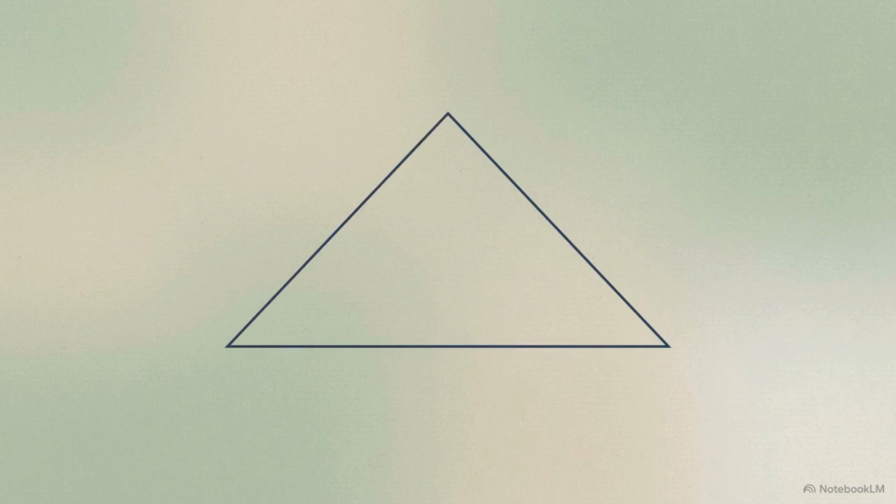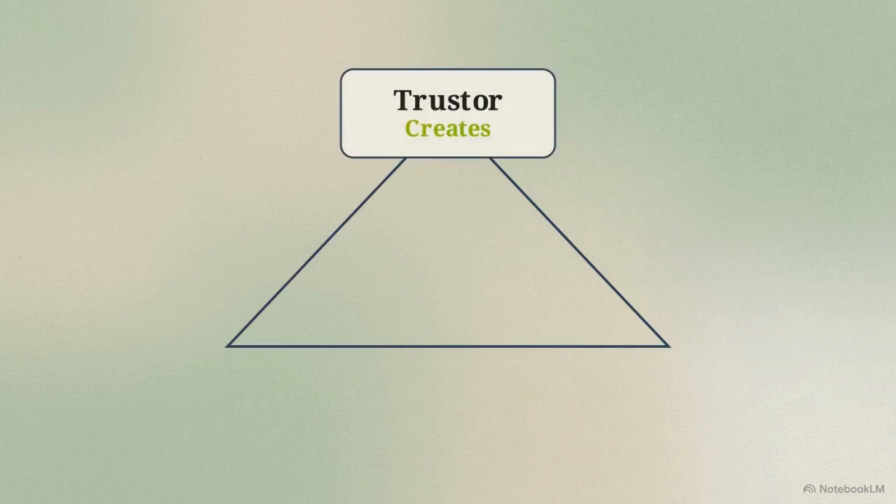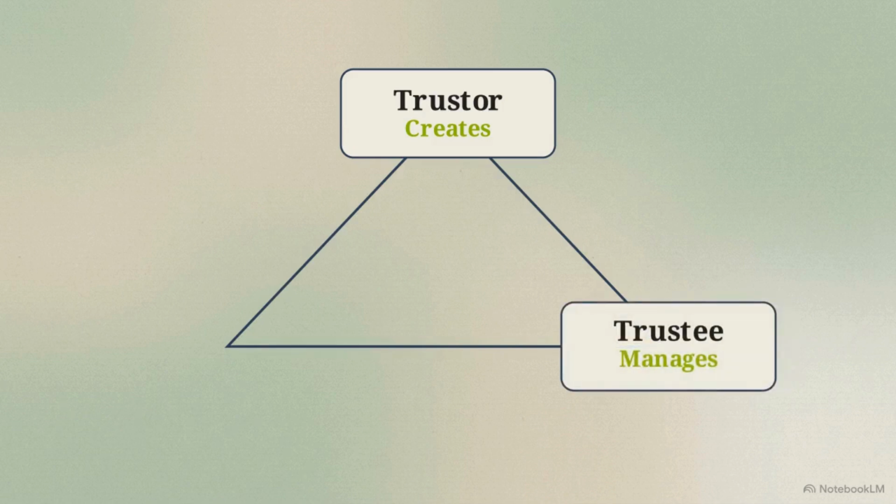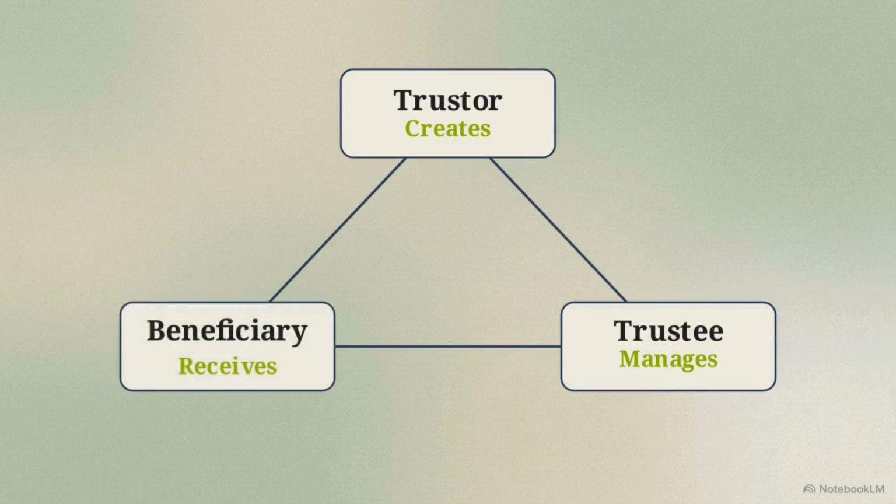Every trust requires 3 specific roles. First is the trustor. This is the individual who creates the trust. Next is the trustee. The trustee is the person or entity responsible for managing the trust property and following the specific instructions. Finally, the beneficiary. This is the person or group who receives the ultimate benefit of the trust.